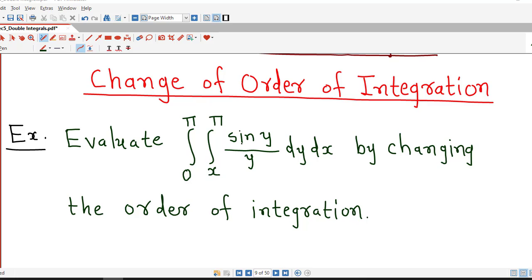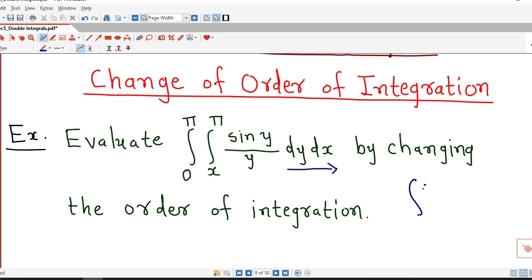Here our integral is sin y over y. Limits are from y equal to x to y equal to pi, x is from 0 to pi, and the function is sin y divided by y, and the order of integration is first with respect to y and then with respect to x. We are asked to find the value of this double integral by changing the order of integration.